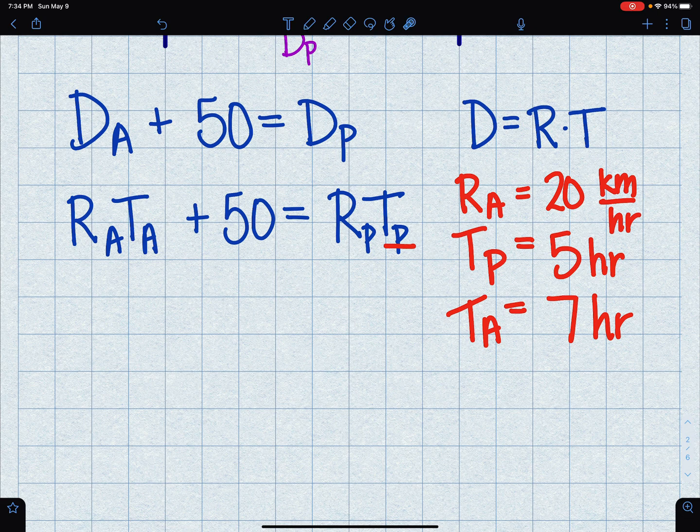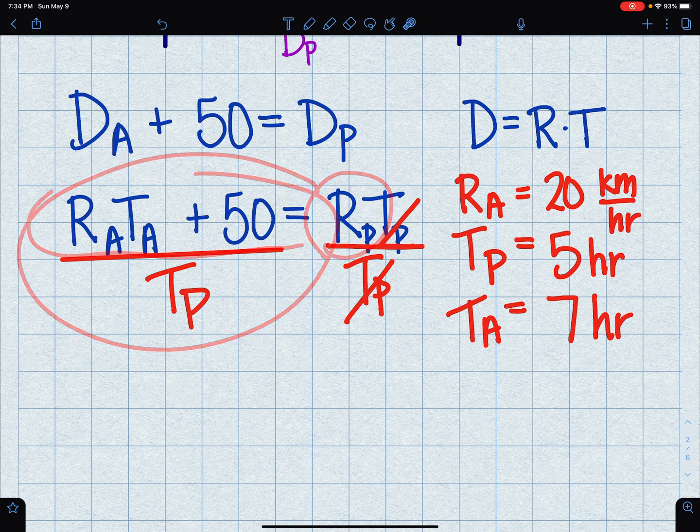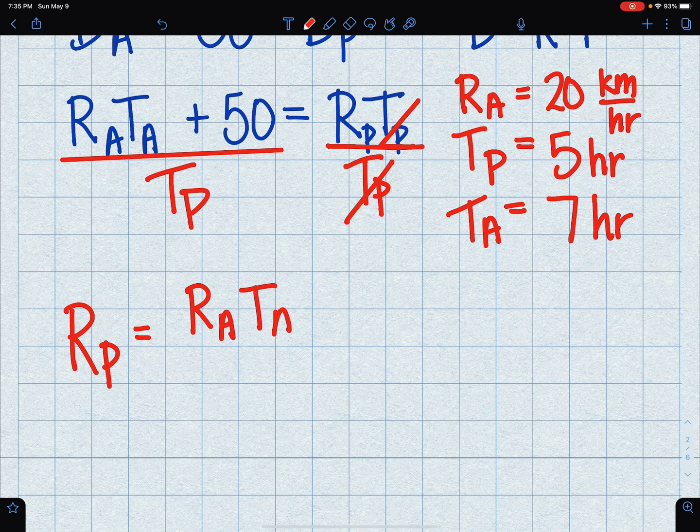Okay, so now easy peasy. All we need to do is substitute everything in and solve for the rate of P. And if you want, you can change this equation up here. I basically divided both sides by TP. This cancels out. And so the rate of P is equal to all of this. So I'll write it down in a different way. Rate of P is equal to RA times TA plus 50 over TP.